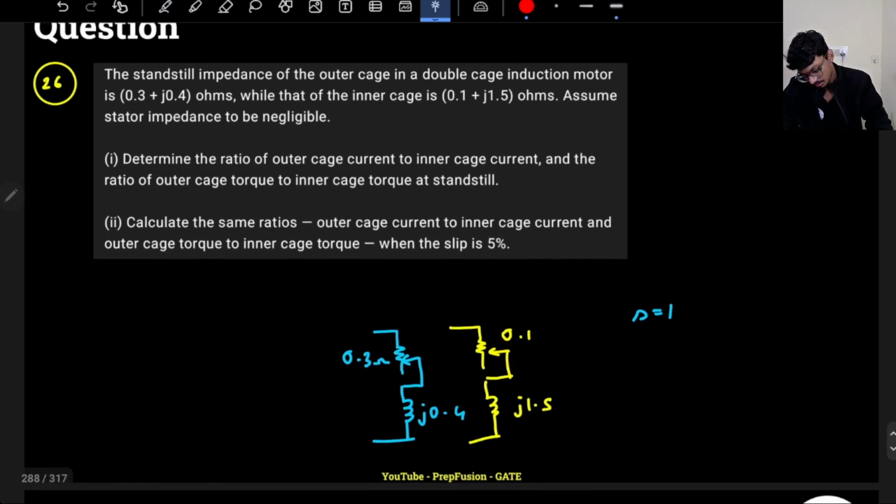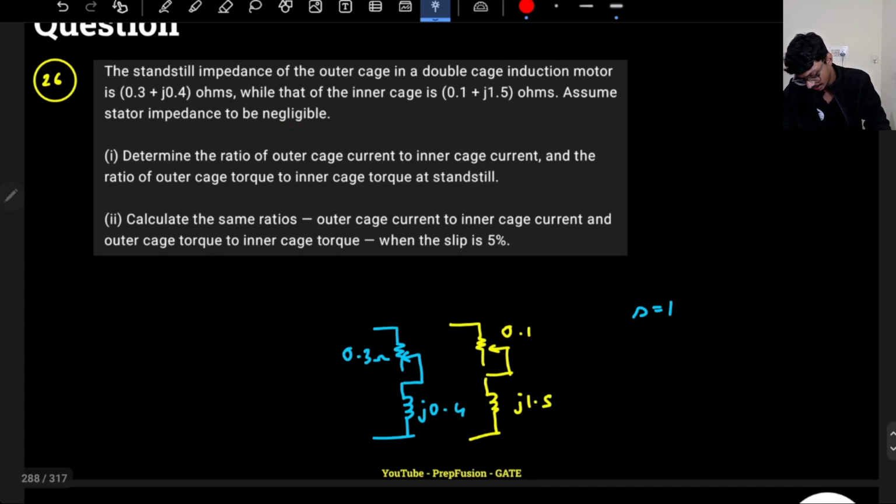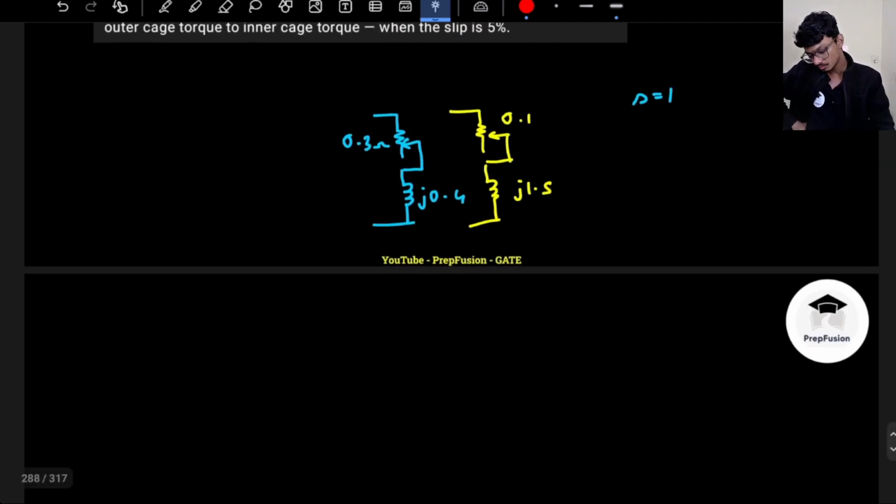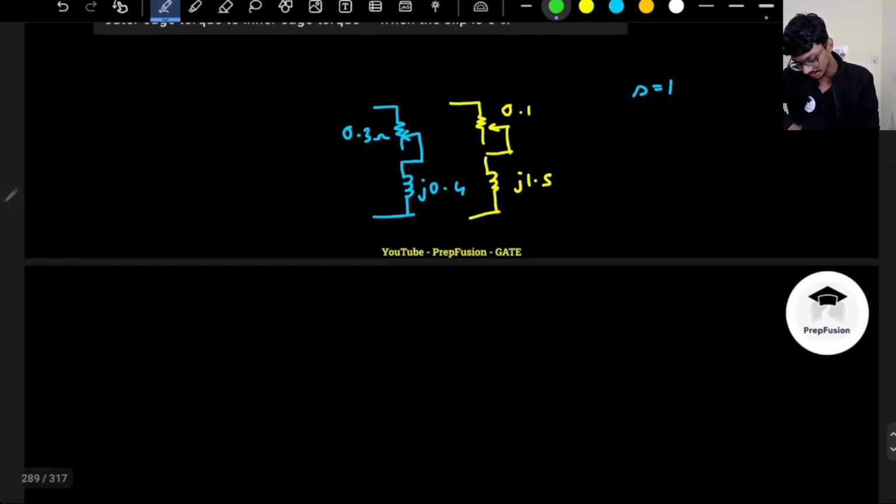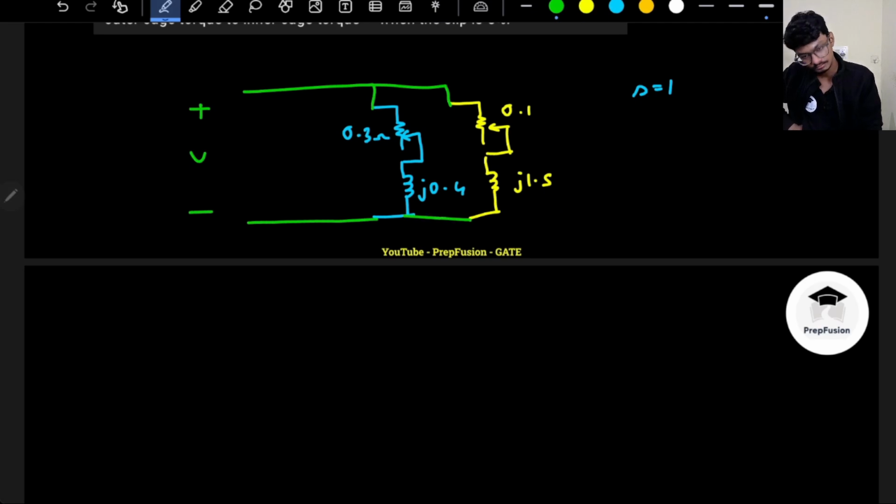Assume stator impedance to be negligible. Determine the ratio of the outer cage current to the inner cage current and the ratio of the outer cage torque to the inner cage torque at standstill. They are asking what will be the ratio of the outer cage current to the inner cage current. Basically they are asking me to neglect the stator resistance. So I am applying a voltage across these two branches, and I just have to compare the impedance. That's it. I am comparing at standstill, so it will be very easy.